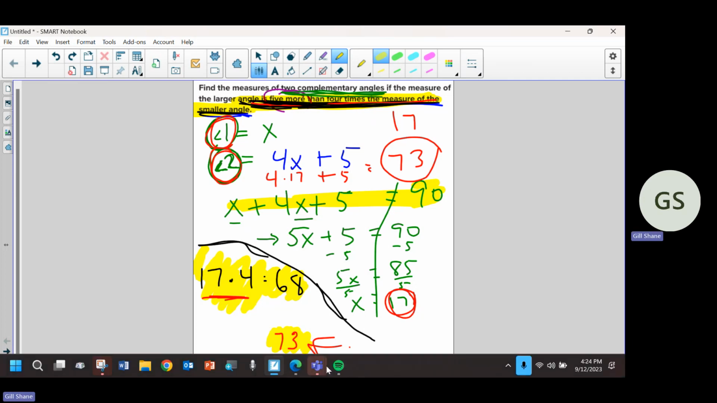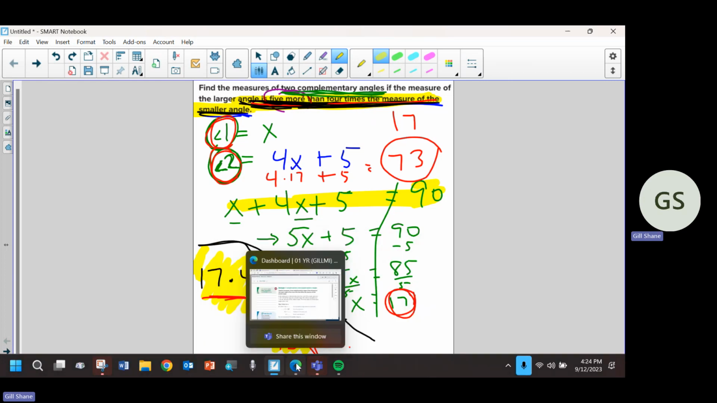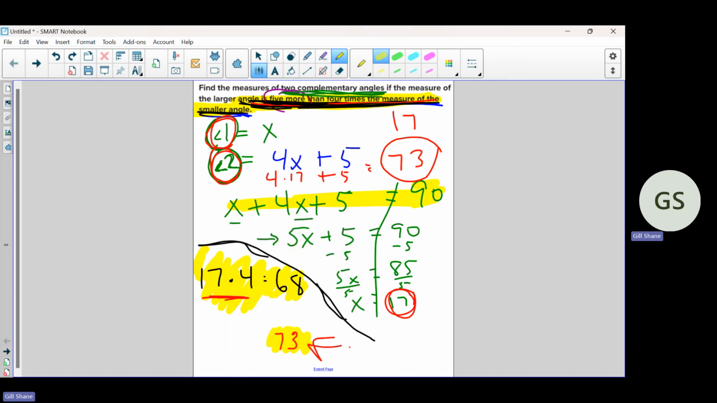Practice, practice, practice. That's the only way you're going to get word problems down. Like I said in class, a lot of it is reading comprehension. So the more of them you try, the better your reading comprehension will get.